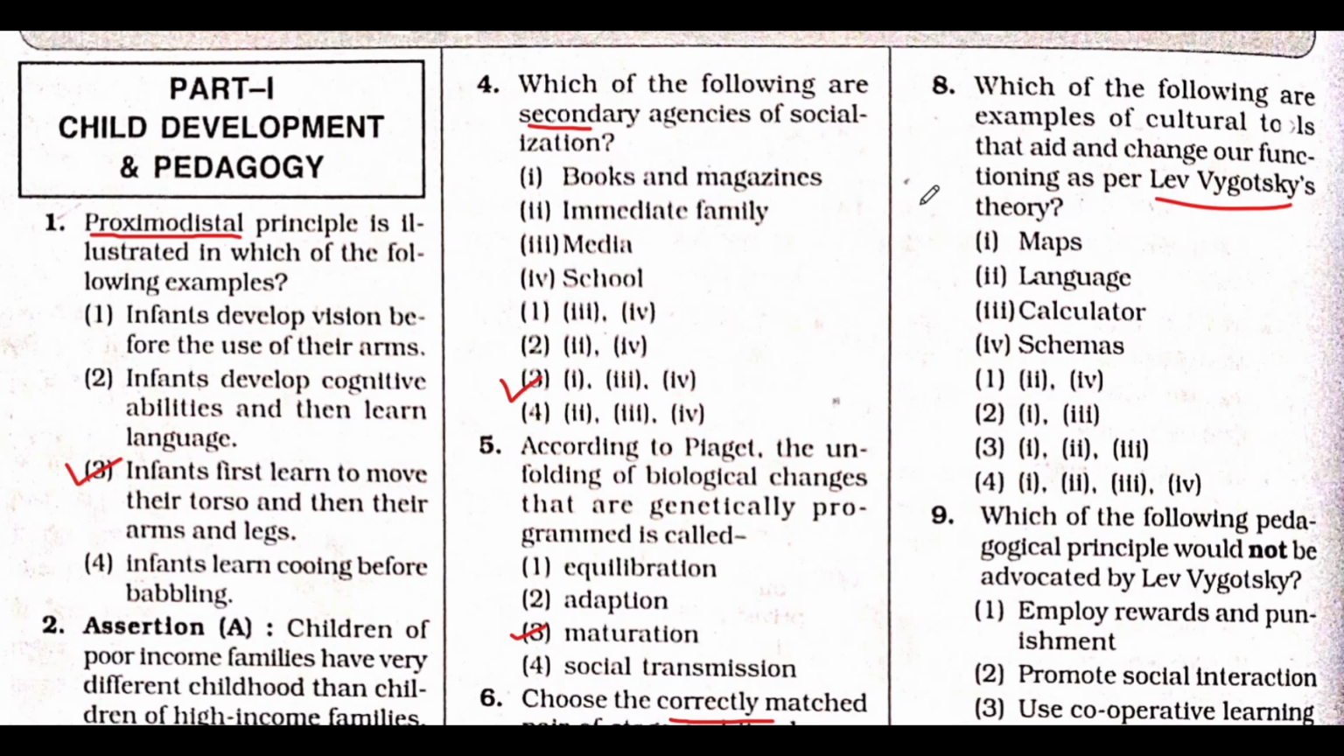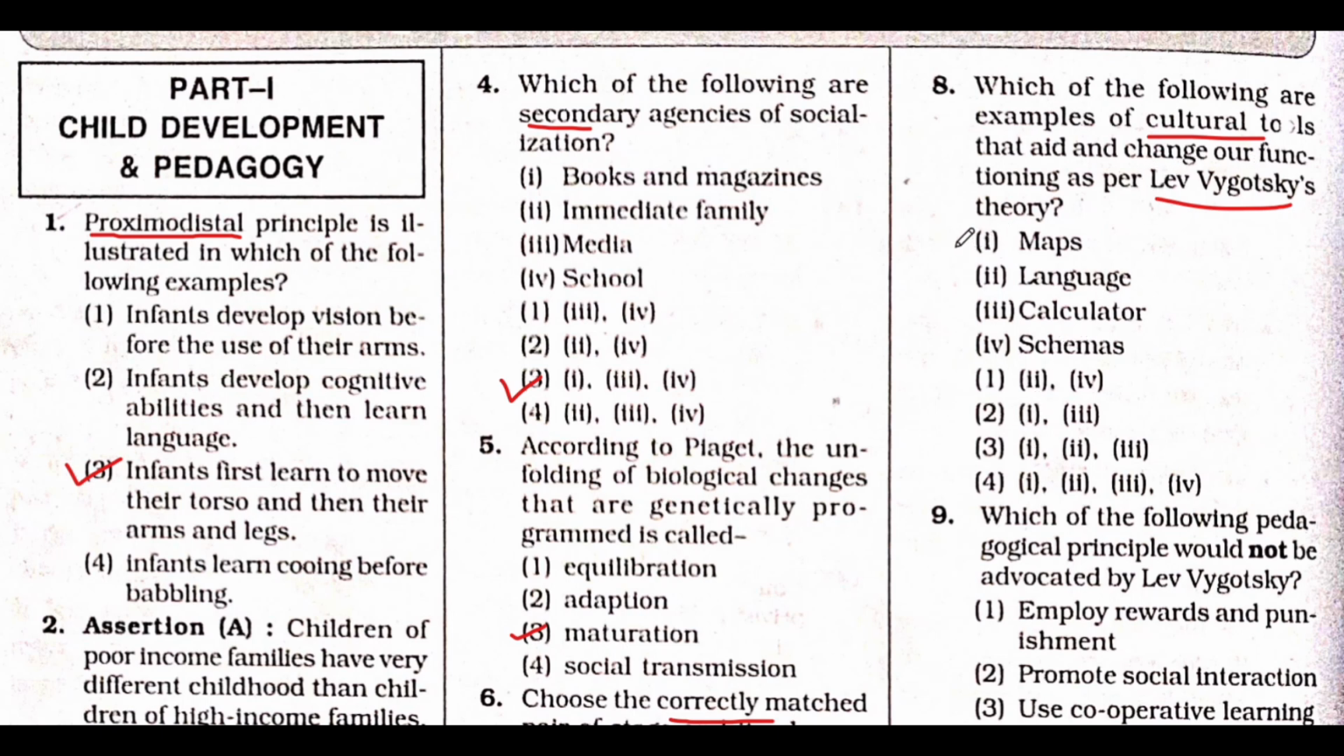I have explained this even in CTET, so you have to know it very nicely. So here, which option is correct? Maps, language, calculator, or schemes? Here you have to choose 1, 2, 3, 4. So which one do you think? Which of the following are examples of cultural tools that help and change our functioning?